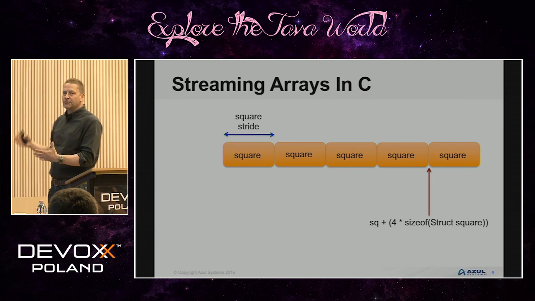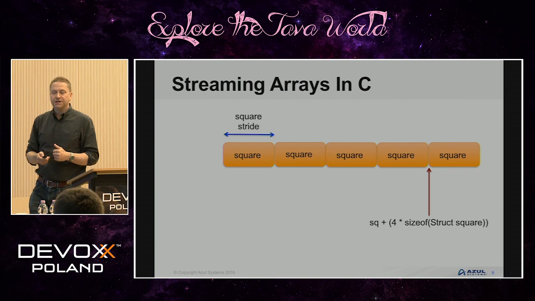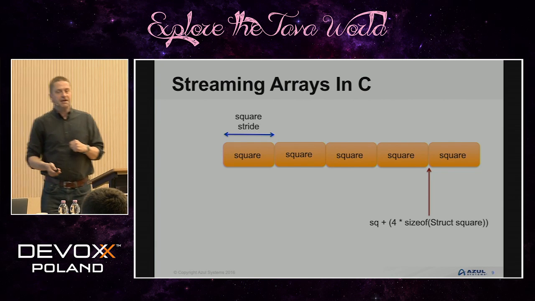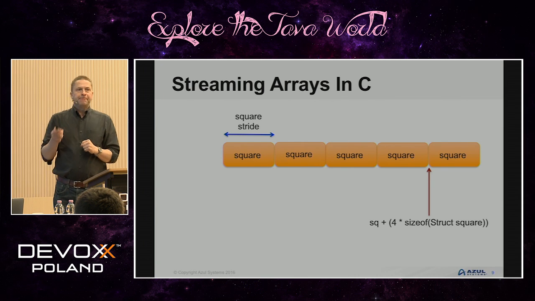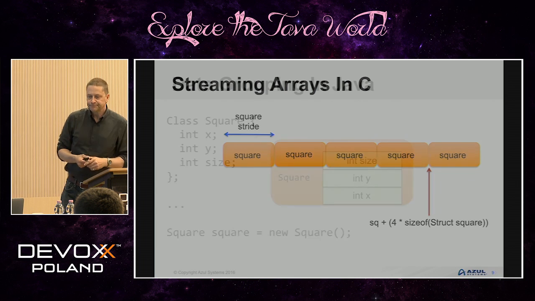So this is the kind of thing that can give you, again, a big improvement in terms of performance for data access. That's the way it works in C. How do we do the same thing in Java?